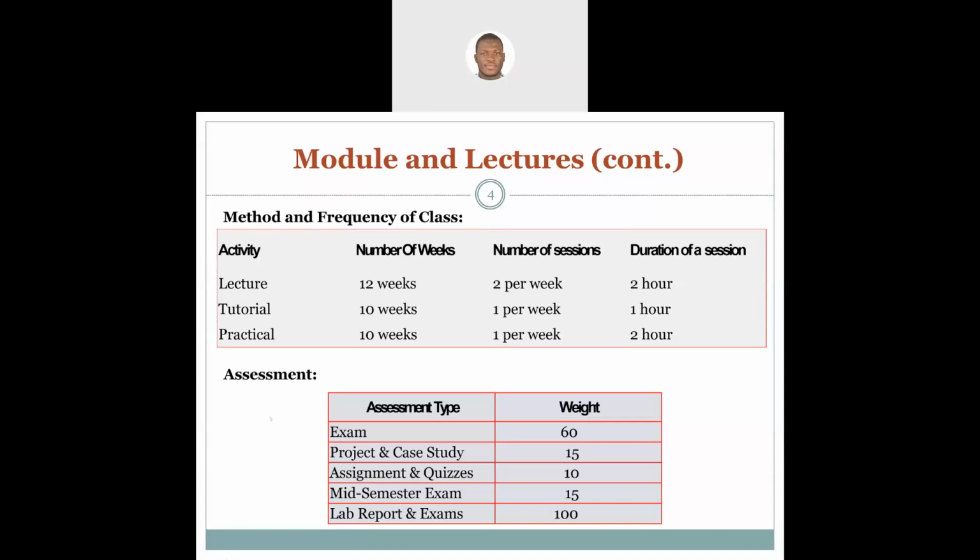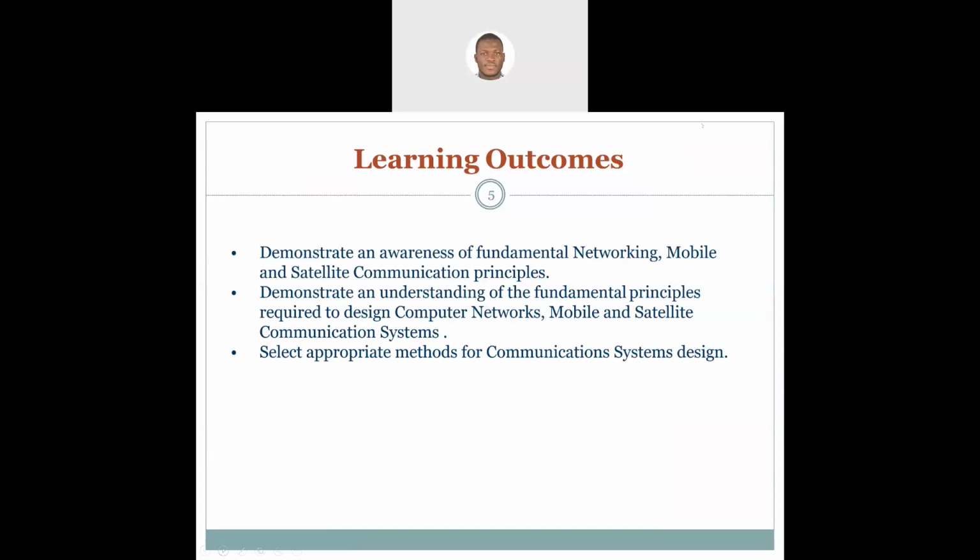All right. So now I have some outcomes here that you should note at the end of the entire course. What are some of the learning outcomes? It is expected that when we finish this course, you, as a student, should be able to demonstrate some understanding of fundamental networking. You should also be able to demonstrate the same for mobile and satellite communication principles. And then you're also supposed to demonstrate understanding of fundamental principles required to design computer networks.